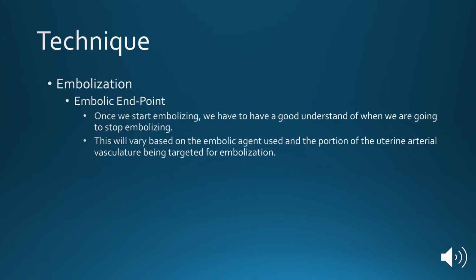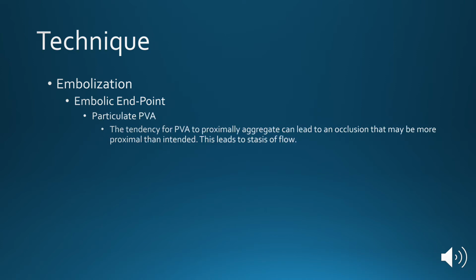So once we've selected our embolic agent, we're going to begin embolizing our target vessels. And once we start to do that, it's fair to say that we have to know when we're going to stop. This is going to vary based on the embolic agent used and the portion of the uterine arterial vasculature being targeted for embolization. When it comes to using particulate PVA, we know that PVA particles proximally aggregate. This tends to lead to an occlusion that may be more proximal there than intended, and ultimately that leads to stasis of flow.